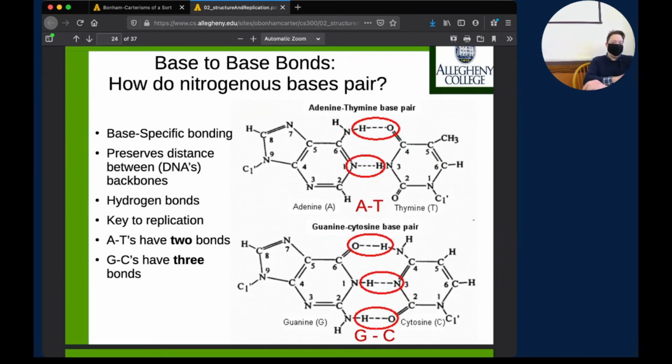One thing I'd like to say, though, is remember that the A's and T's attract each other. There are 2 bonds in A's and T's, only 2. And there are 3 bonds in G's and C's. There are 3 of them.